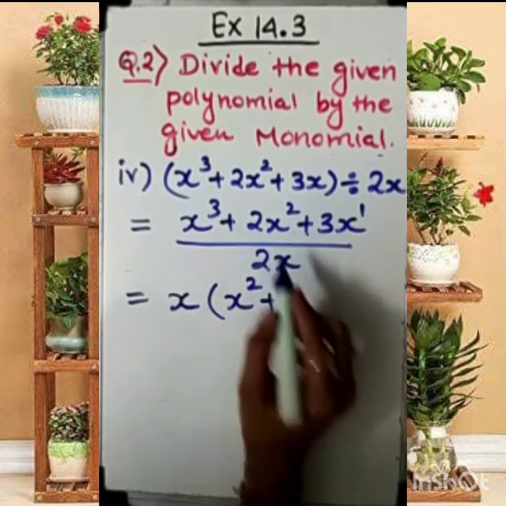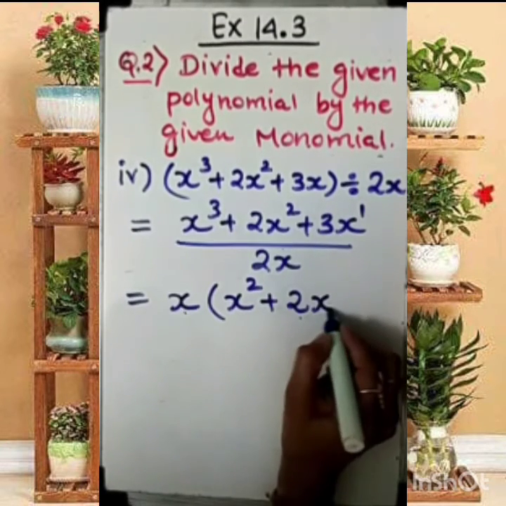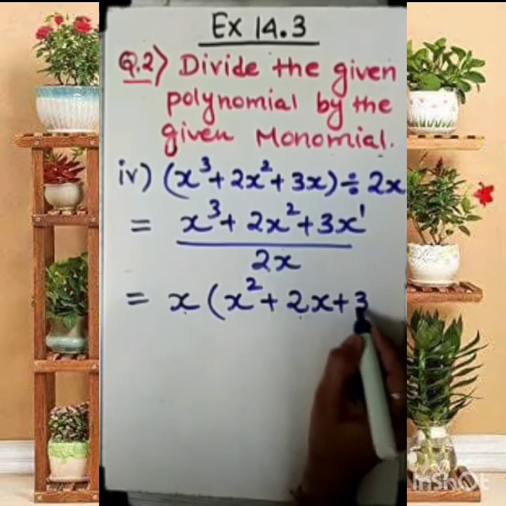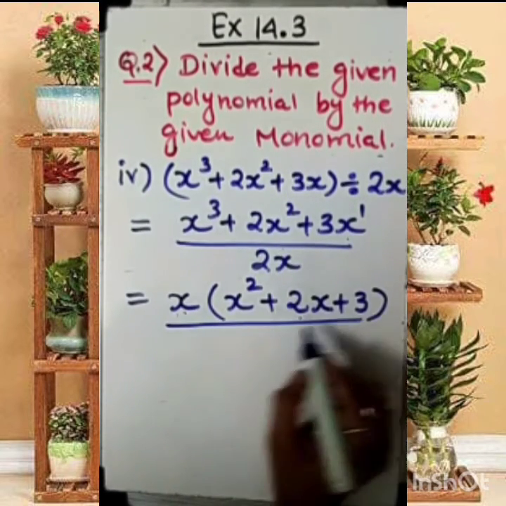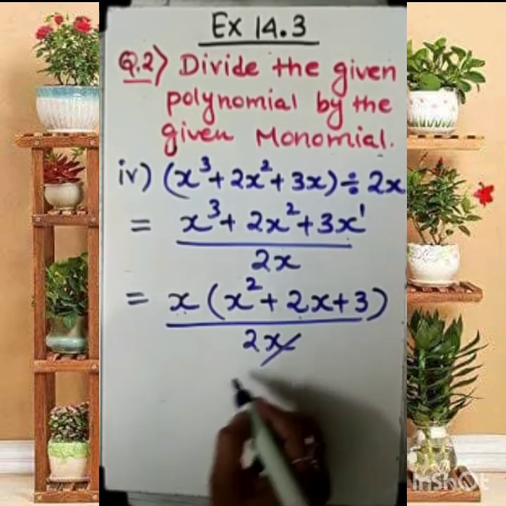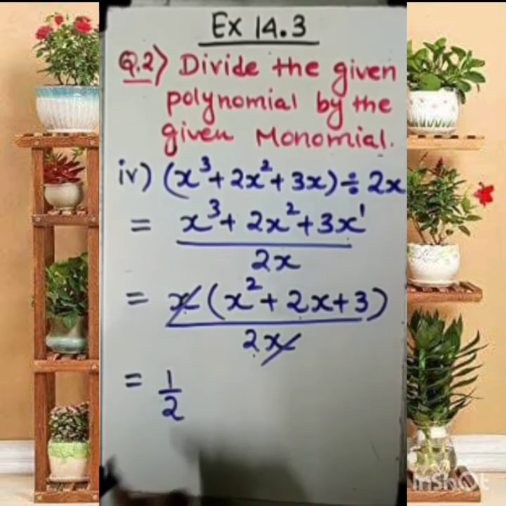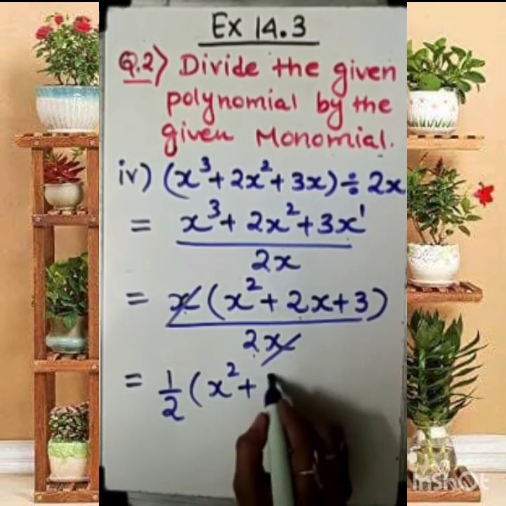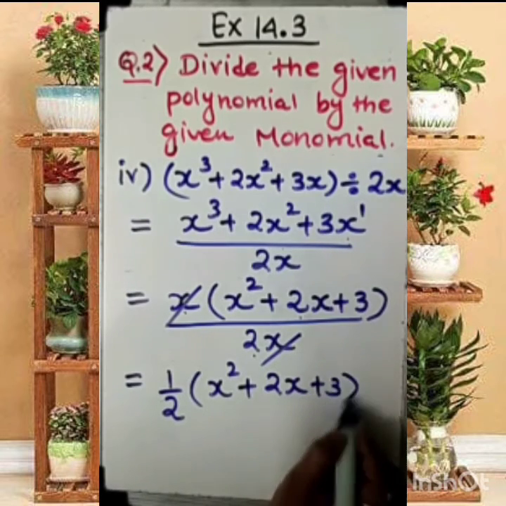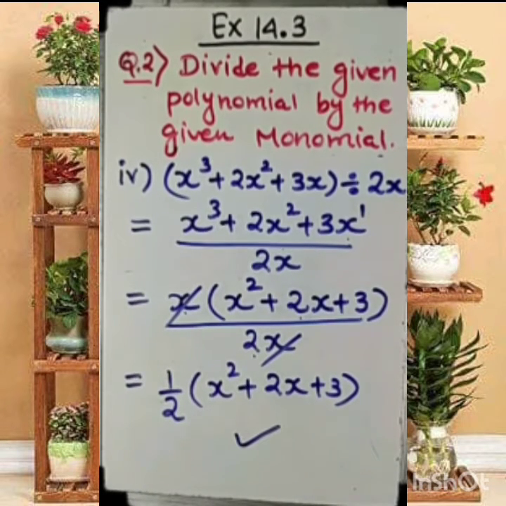So here x one time common, here it is cube, so square will be left. Here 2 is already there. x square, this one time x is outside, so one time x will be left, and 3 will be left because one time x is already outside. In the denominator, this is 2x, x is cancelled. So this 2 is in the denominator, so I need to write 1 half and in bracket x square plus 2x plus 3. So this is the answer for the fourth part of question number 2.